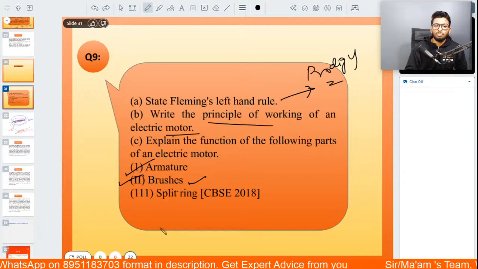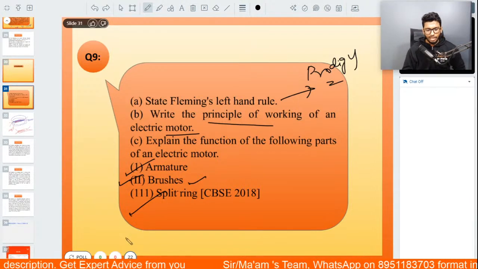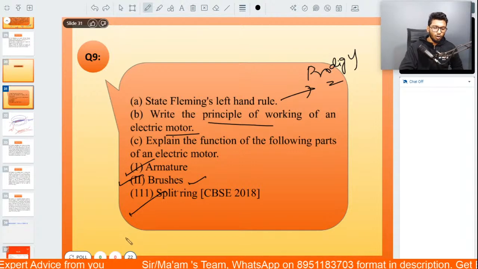All right, last but not the least, what is a split ring? Let's go. What is a split ring? In the chat box. Can we go, people?